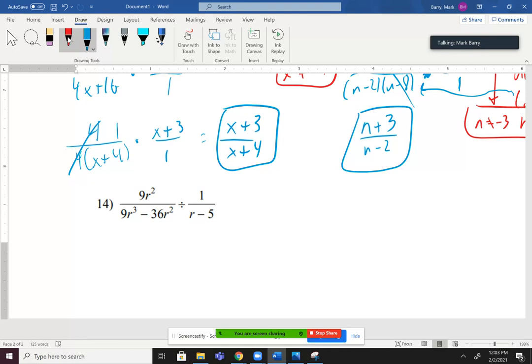All right, so let's do our excluded values first. Now, 9r to the third minus 36r squared cannot equal 0. That does have some subtraction, so I got to factor that. So I'm going to take out 9r squared. I can factor that out front. And that just becomes r minus 4.